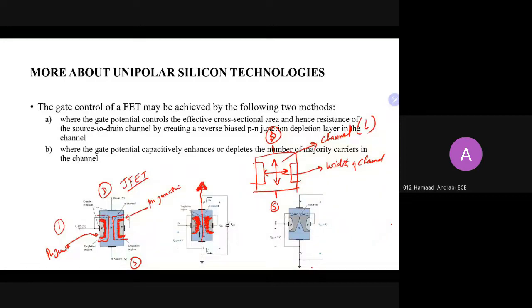And if we increase the reverse bias too much, that is, some more negative voltage is applied on the P side and some more positive is applied on the N side, the drain or source side, then there will be a point when the depletion region will be so large that it will block the channel. This point is known as the pinch off point of the channel.